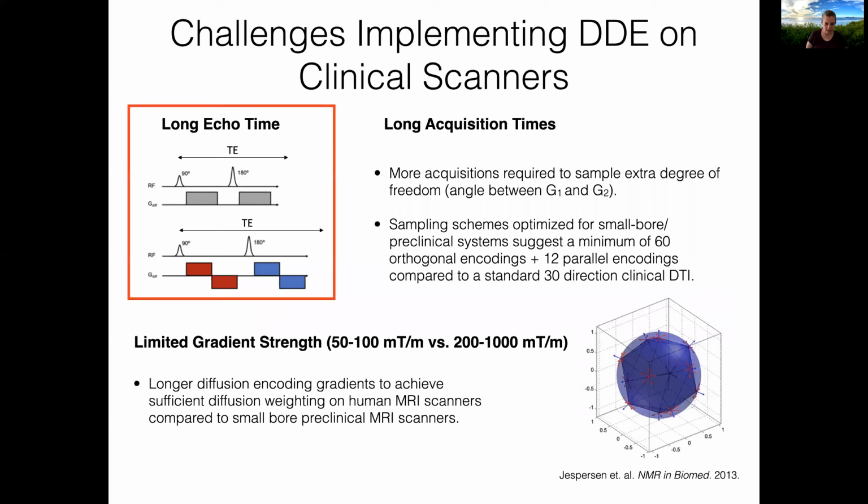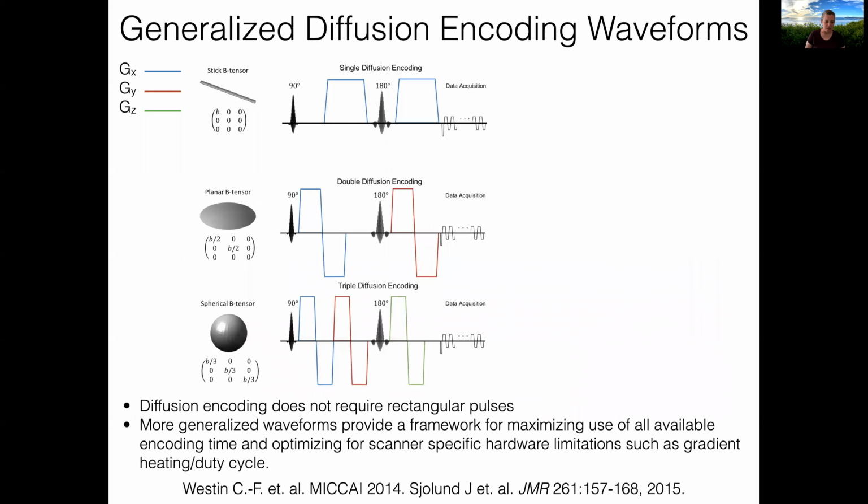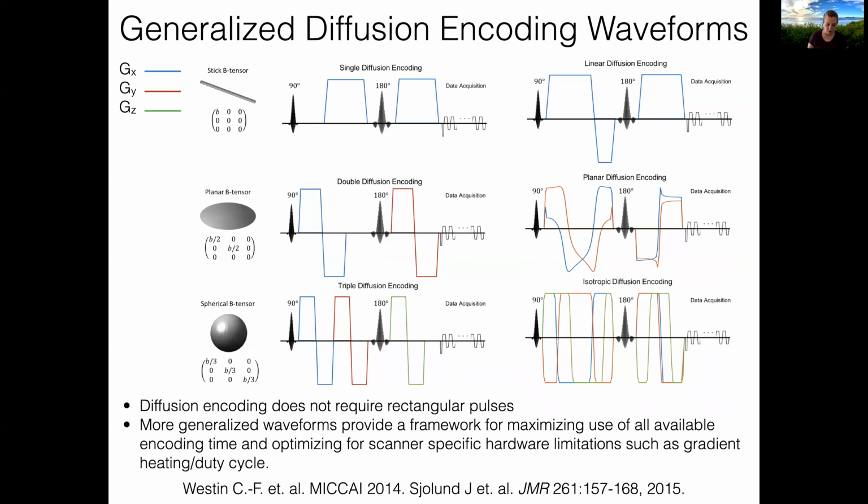Okay, so let's look at this long echo time that's required to accommodate the additional pair of encoding gradients. Probably the biggest development that's helped push forward multidimensional diffusion encoding has been this realization that we don't have to use these rectangular pulses and play them out separately to acquire this type of diffusion contrast. We can use much more generalized diffusion encoding waveforms that provide a framework for maximizing the use of all available encoding time in the sequence and optimizing for scanner-specific hardware constraints, such as gradient heating or duty cycle.